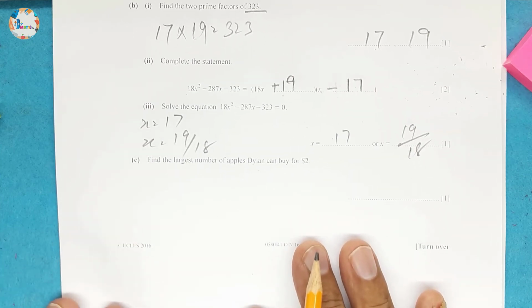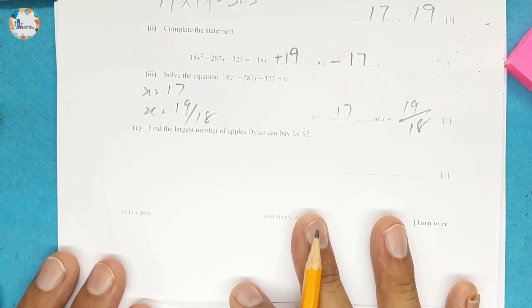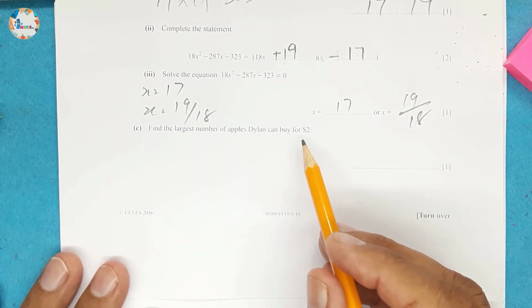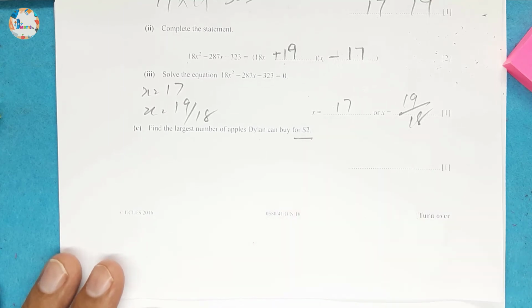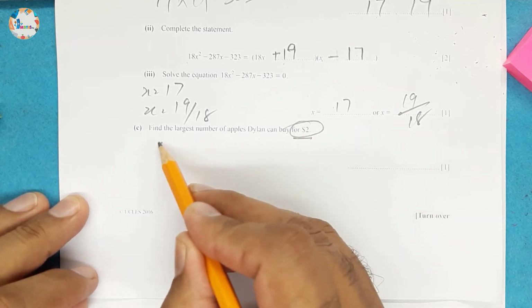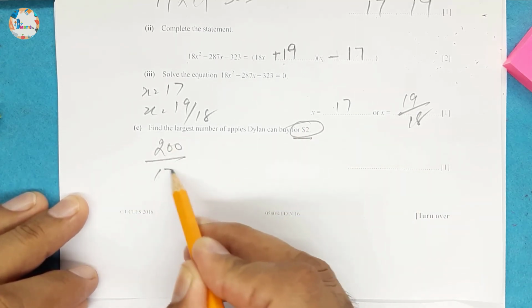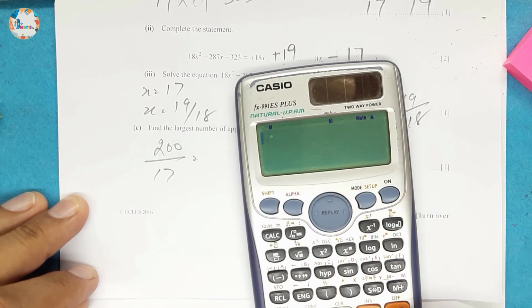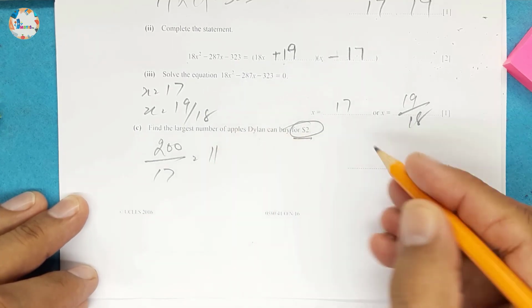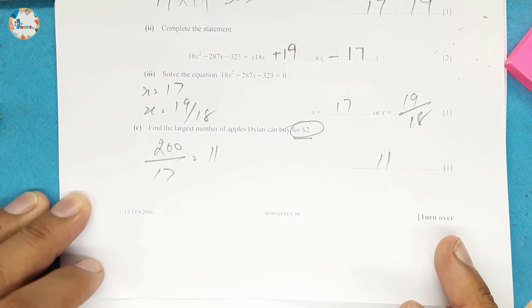Find the largest number of apples Dylan can buy for $2. So he has $2. How many can he buy? So this will be $2, we can write here 200 cents divided by 17. So 200 divided by 17 is equal to 11.76. So we'll write 11. So 11 apples he can buy.